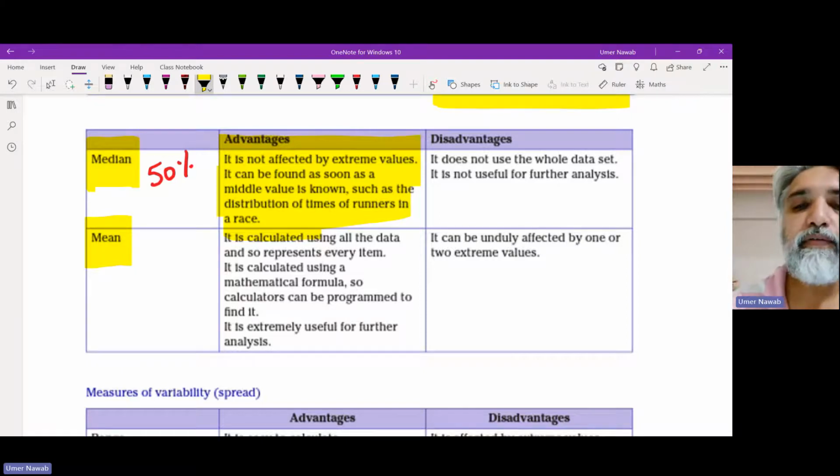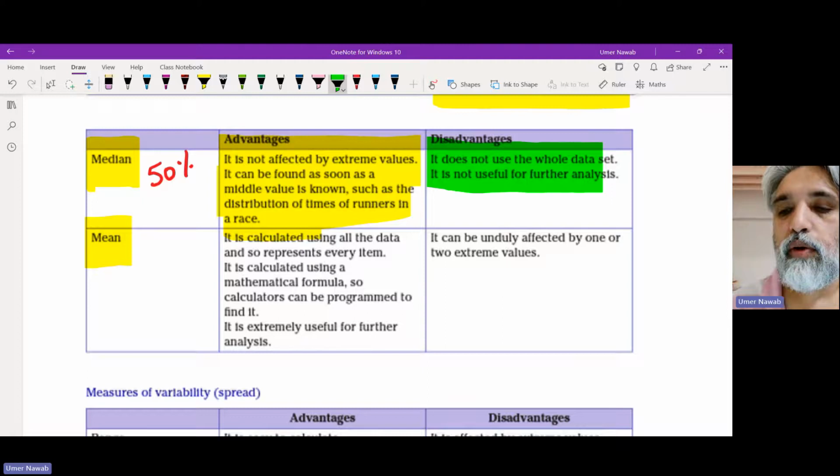Once you see the 50% value, you ignore the upcoming values because you have already calculated your median. What is the disadvantage? It does not use the whole data set. As I said, the median is not representing the whole data set. It is just concentrating on the middle 50%, so it is not depending on the whole data set.